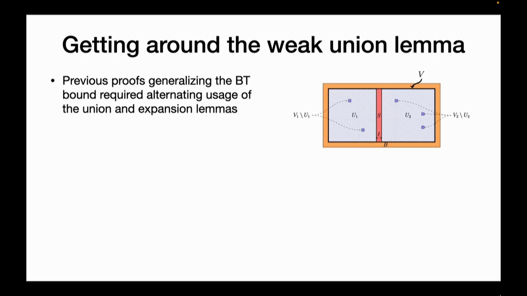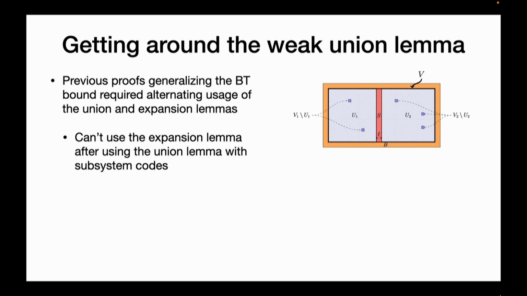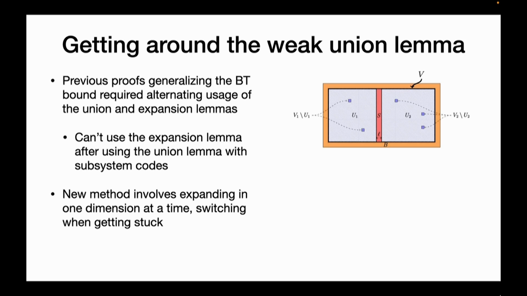And so what was necessary was that we had to recursively divide our set of qubits into smaller pieces, and then apply alternating usages of the union and expansion lemma to stitch it back together and get a big correctable set in the end. And this is not possible because you can't use the expansion lemma after using the union lemma with subsystem codes.